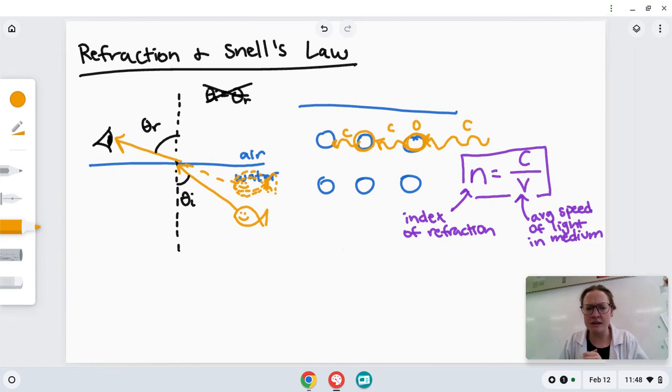Now here's the next question. If a fish were trying to catch a human, what tips would you give to that fish? Think about it for a second. And let's draw a picture.